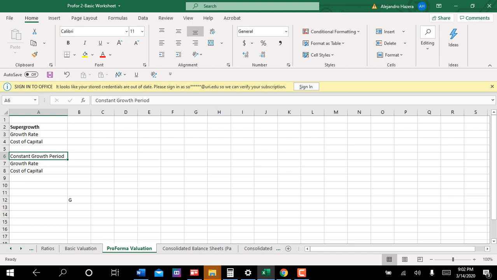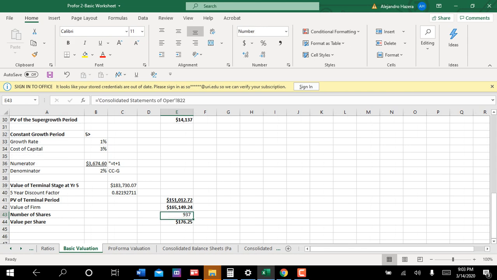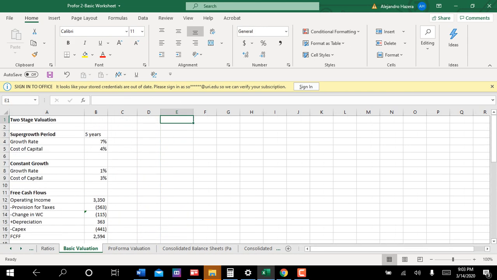Okay, now I'm going to go ahead and bold this. Just for making it simple, for both the growth rate and the cost of capital, I'm going to use the same numbers that I used when I did the basic valuation in the first video. I'm going to use the same growth rate and cost of capital for both stages. And I'm not going to link them, even though I'm very picky about linking everything. In this case, I'm not going to link them.